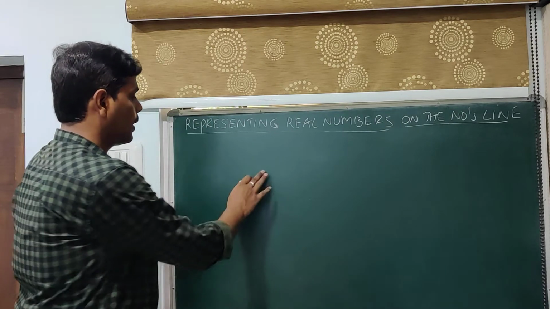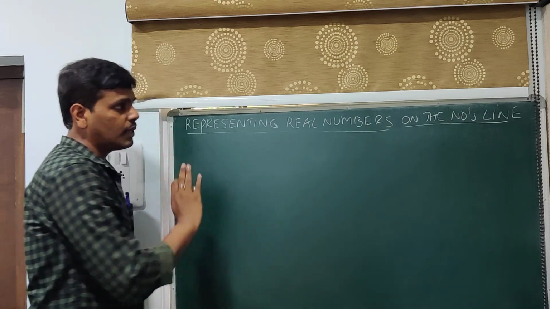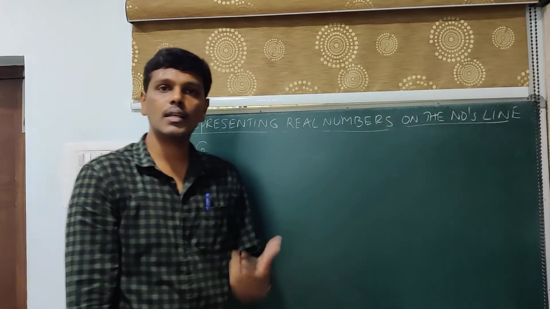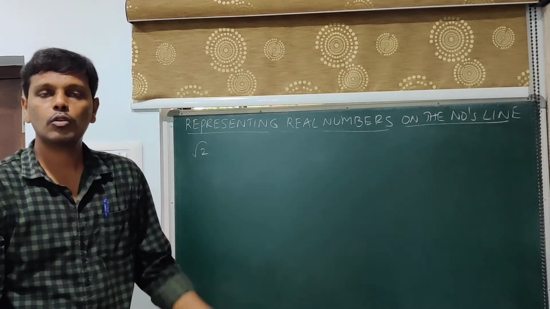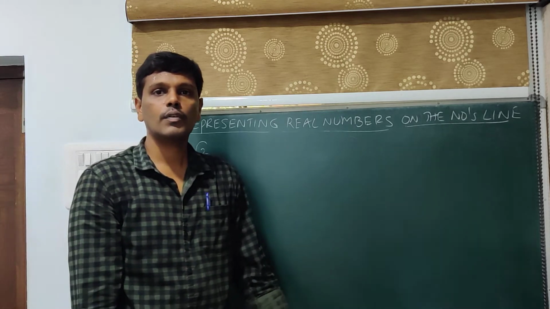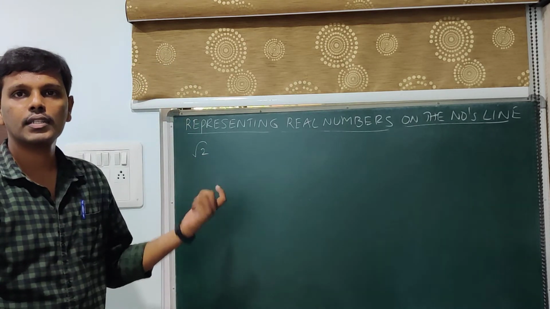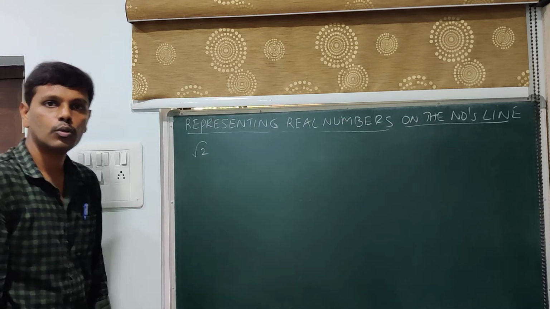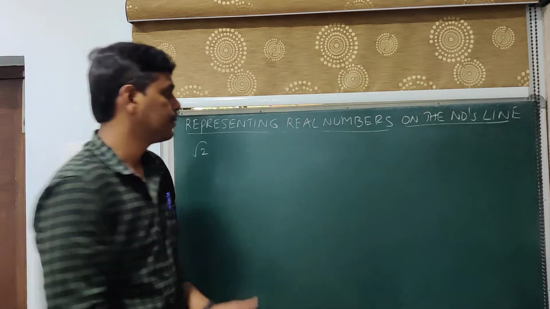Okay. Right. So before we represent root 2 on the number line, we should know the length of root 2. Without knowing the length of root 2, we will not be able to represent it on the number line. So for that, we will try to identify the length of root 2. In order to identify the length of root 2, I will again use a right angle triangle.